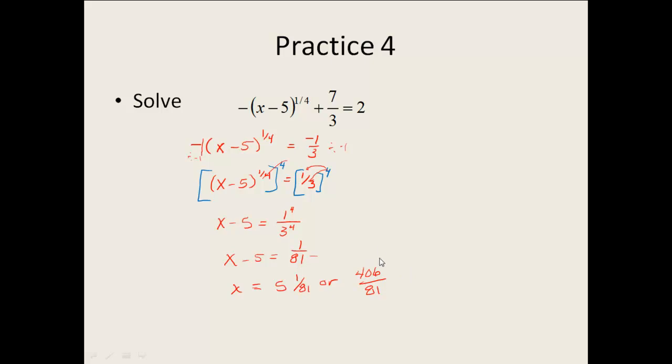Now we have got to plug this back in to check it. So for this one, you're going to want to make sure you put your parentheses everywhere and your negative signs everywhere. So I'm going to go ahead and use the improper fraction. You would have negative and then parentheses 406 over 81 minus 5. Raise that to the 1/4 power and add 7/3 to that. Once you get that typed in, push enter and you should get 2 back. That's exactly what we wanted, so we can go ahead and keep our answer down here.